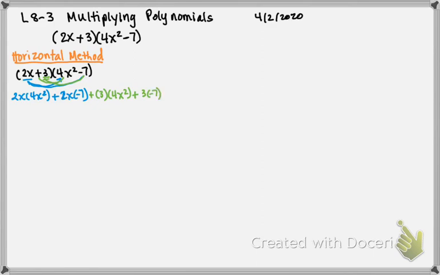Okay, now, when I multiply, I get 2 times 4 is 8, x times x squared is x cubed, and then 2 times negative 7 is negative 14x. 3 times 4 is 12, and then we have x squared, and then 3 times negative 7 is negative 21. And the only thing I would do to my answer is make sure that it is in standard form, and then it makes it a little easier to look for any like terms.